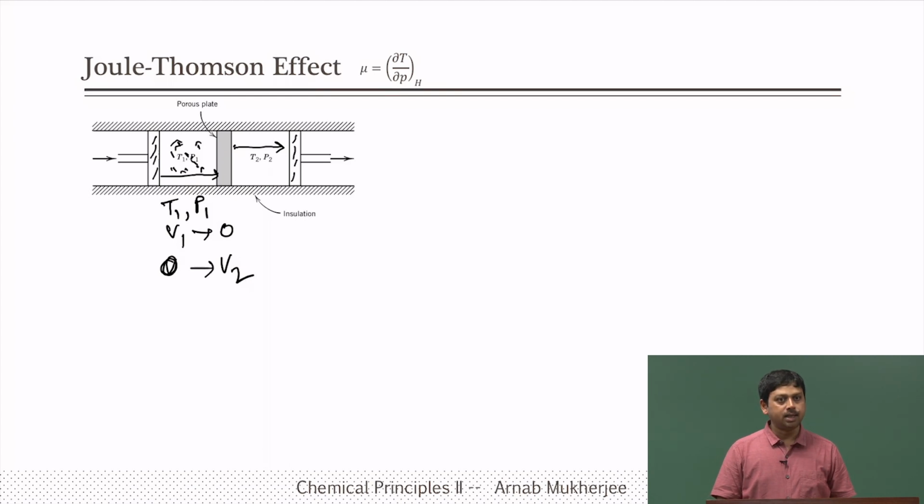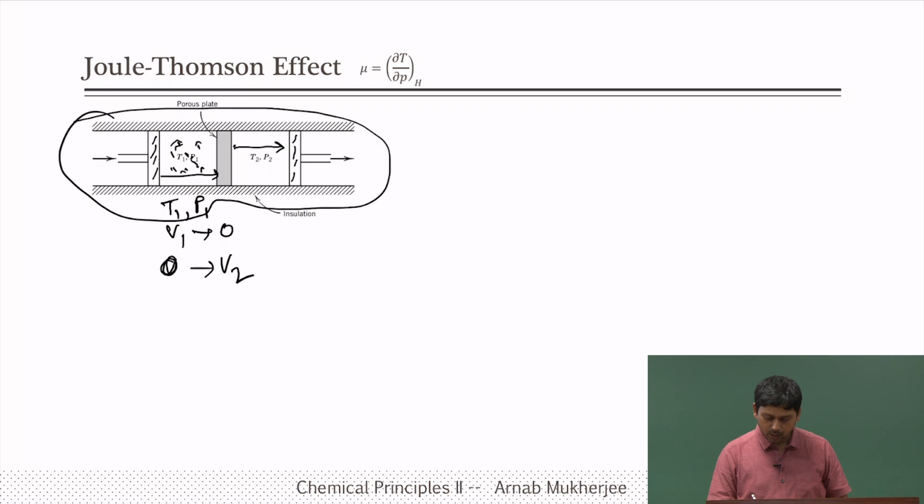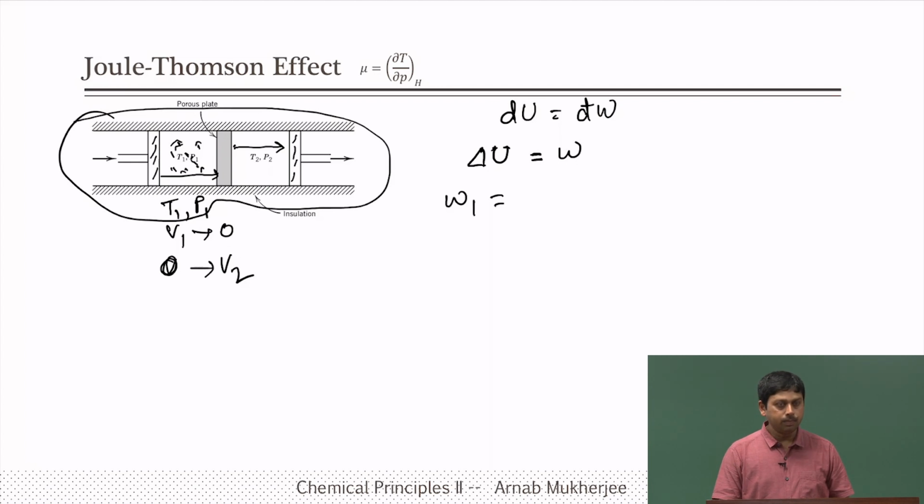Now, let us see what happens in this particular situation. Again, our overall system, the whole system, is kind of isolated. So, again we will use the first law, dU equals dq plus dw, but since dq equals 0, it is just dw. Now, we have to calculate the work done in the whole process. So, let us say in the whole process the change in internal energy is U, and we have to calculate the amount of work done, W. So, W in the first step, when it goes from V1 to 0, is how much? What is the external pressure that it is dealing with?